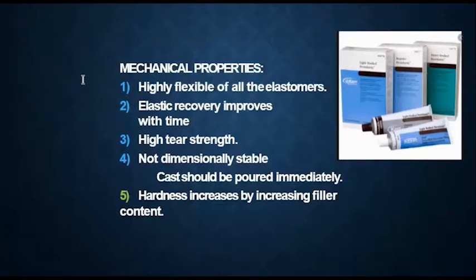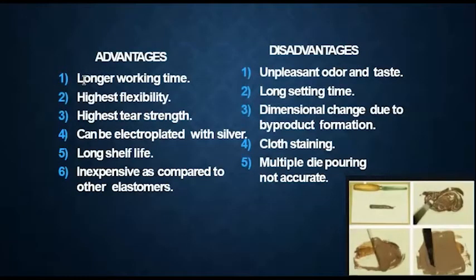Now coming to advantages, it has a long working time, highest flexibility, and highest tear strength. It can be electroplated with silver, has a long shelf life, and it's inexpensive when compared to other elastomeric impression materials. But the disadvantages are an unpleasant odor and taste, long setting time, and dimensional changes due to byproduct formation. It can stain the cloth because of the lead dioxide, and multiple die pouring is not possible because it's not accurate; it has to be poured immediately after making the impression.